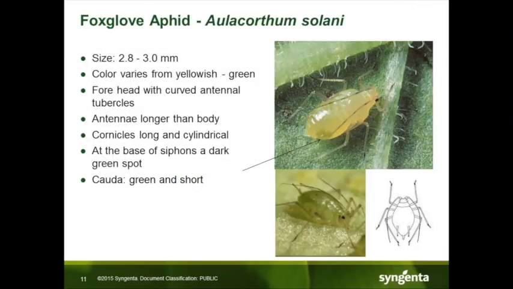Now, the foxglove aphid is another large aphid. This one tends to be more yellow green in color. The antennae are really long, somewhat longer than the body, but the cornicles tend to be surrounded by this dark spot at the base. And so that's really quite diagnostic. Also, the cauda tends to be very short, which you can see back here.